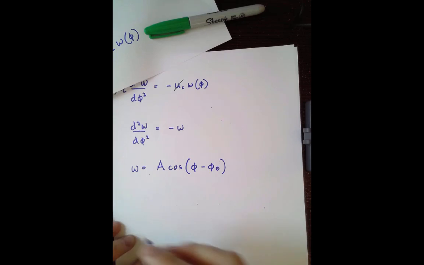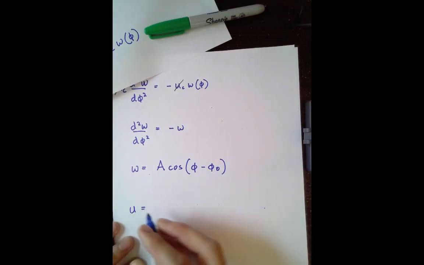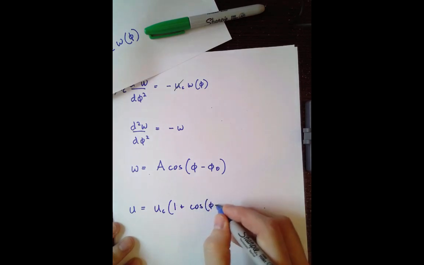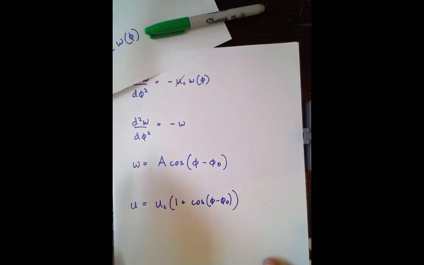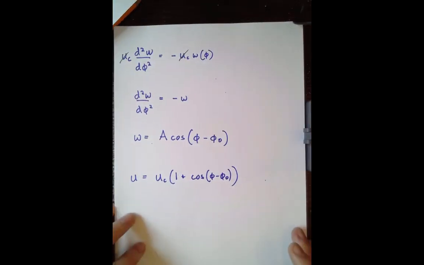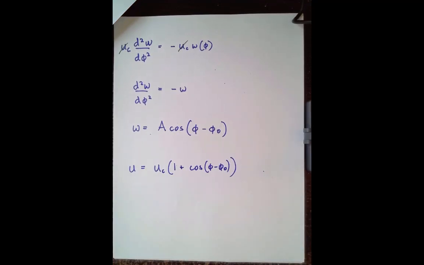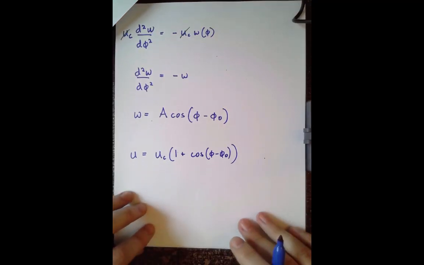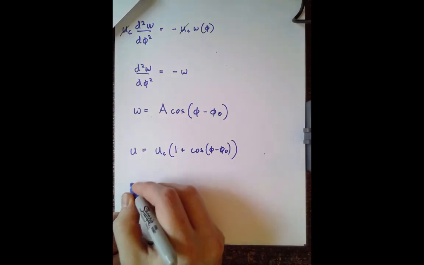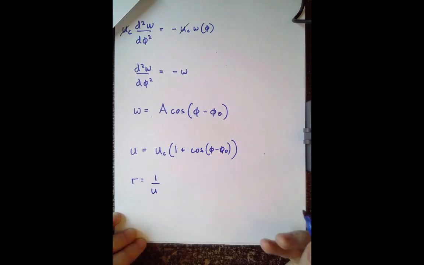Okay, and therefore our full solution is u is equal to u_c times (1 plus a cosine of (φ minus φ₀)). So we're getting back to the result that we saw before in a little bit of a hand-wavy way, looking at the energy graph: that there is this sinusoidal perturbation on the radial motion of the planet, or whatever the object is. r is equal to 1 over u. Sorry, there should be an a here.